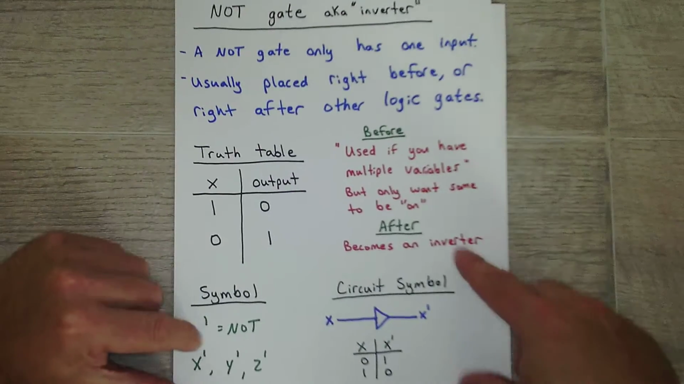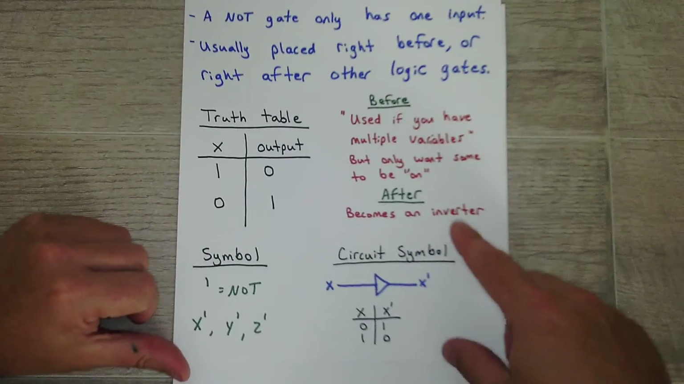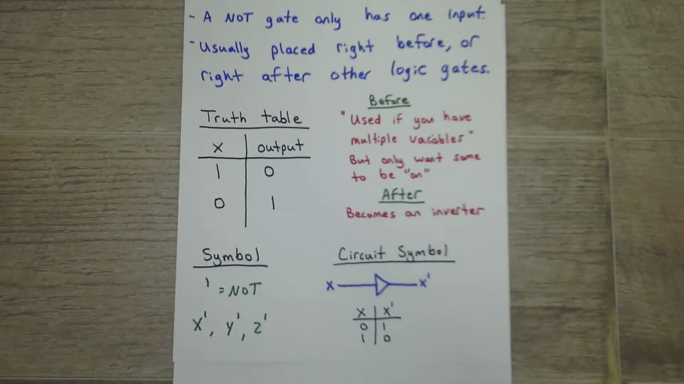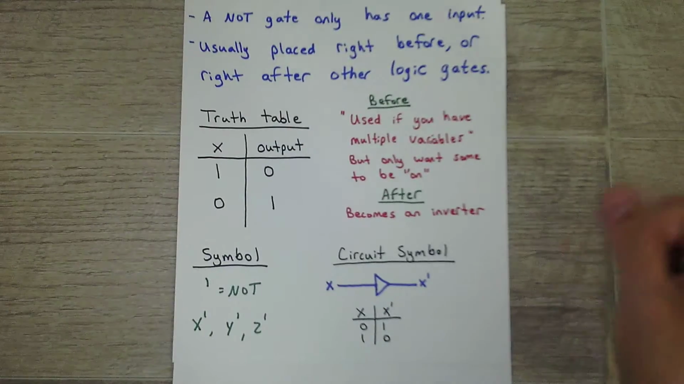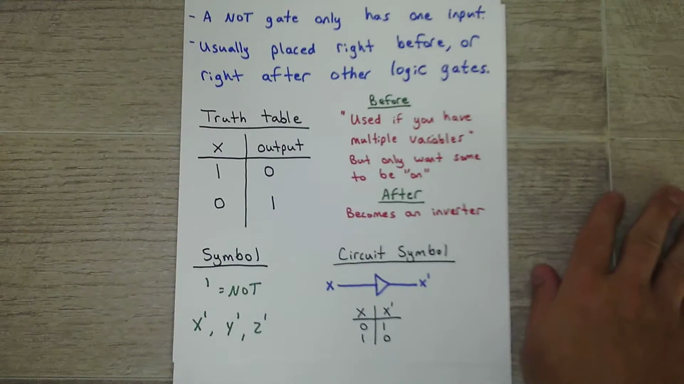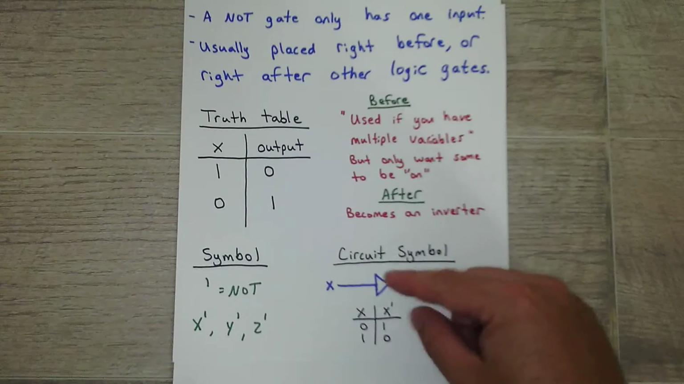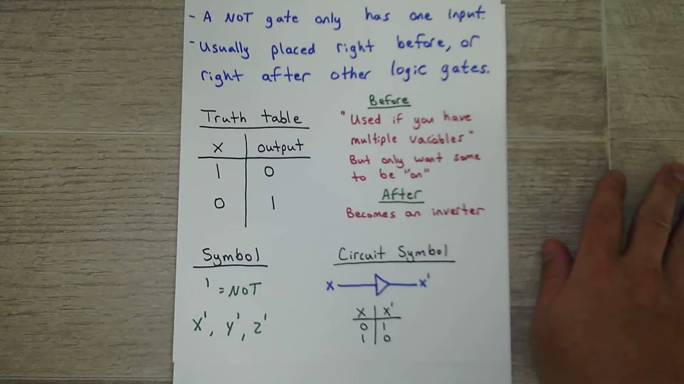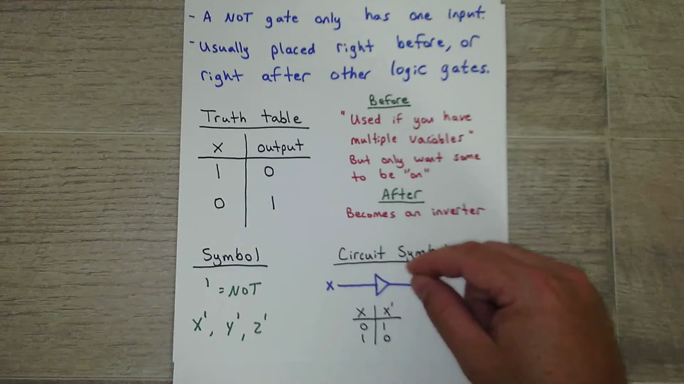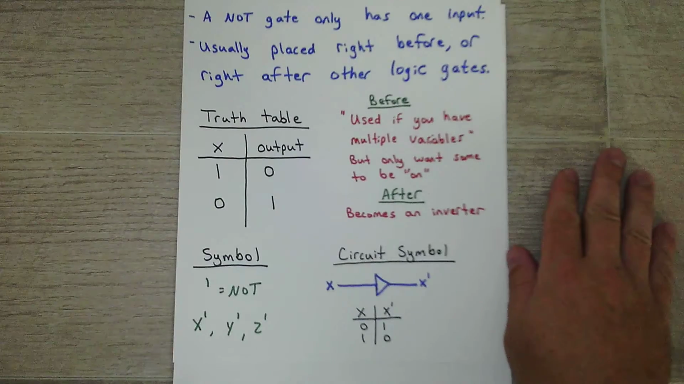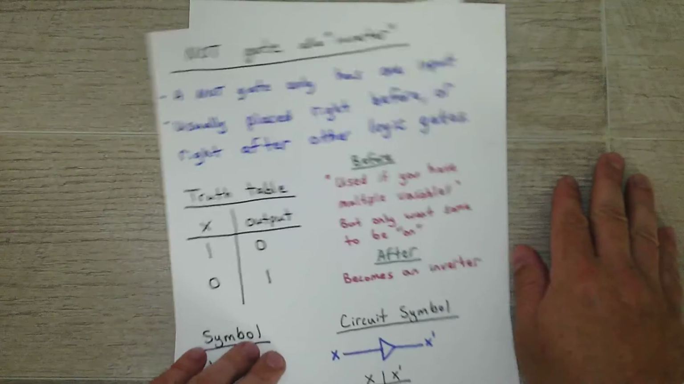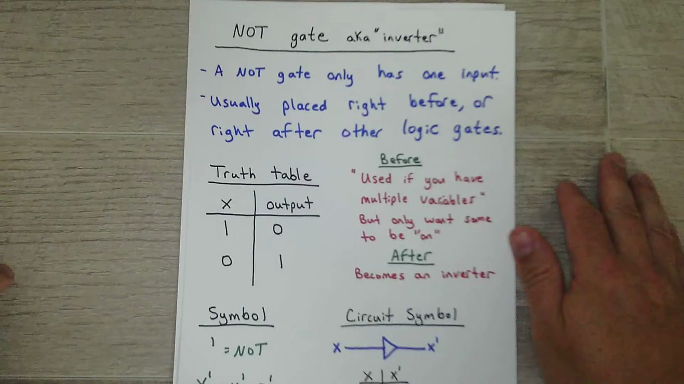It's only after a logic gate that it's called an inverter. Okay, and it's basically just a little triangle. I did draw it with a little circle before. Either one's fine. Okay, so that was basically today's review.